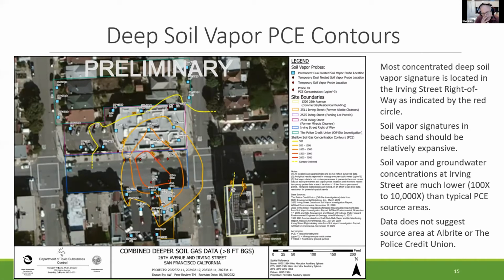This analysis is prepared by combining every soil vapor probe that has been tested in the deep horizon across the various programs over time, as well as temporary soil vapor probes that are more than 15 feet from permanent ones. If they're co-located, we prefer the permanent data.